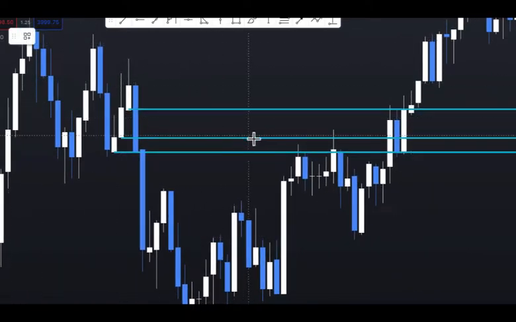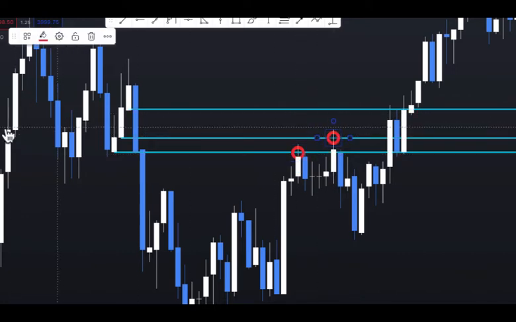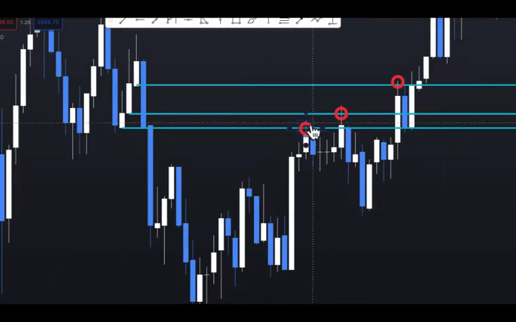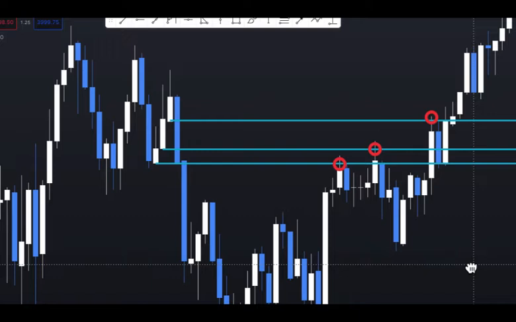In every case, price bounced off of each line. Touch, bounce, touch, bounce, touch, bounce. So to answer your question, which one do you take? I'm typically most interested in the backside only.